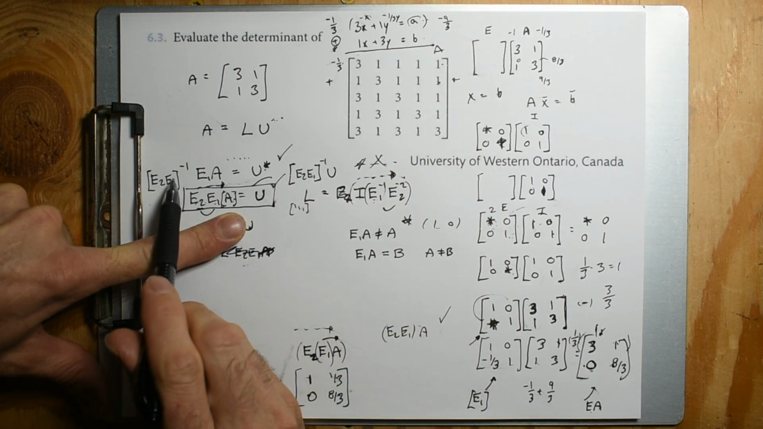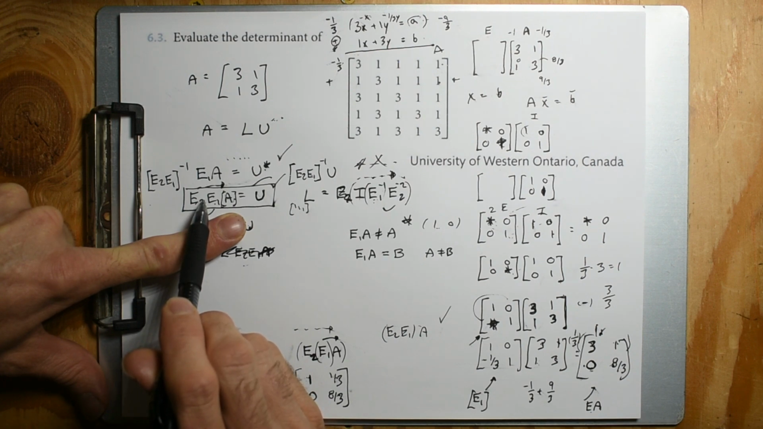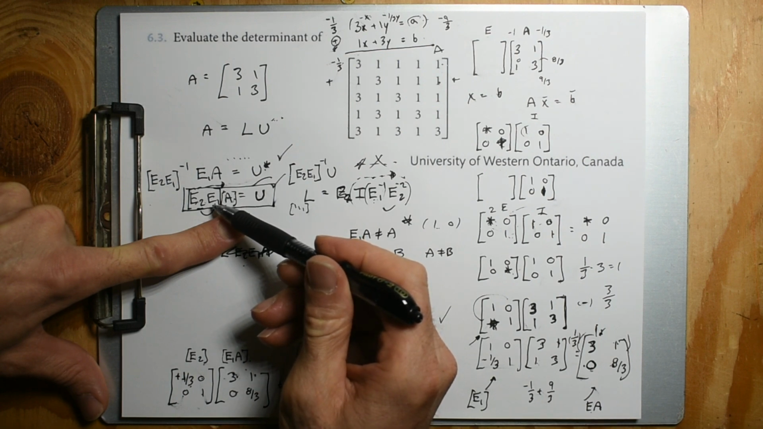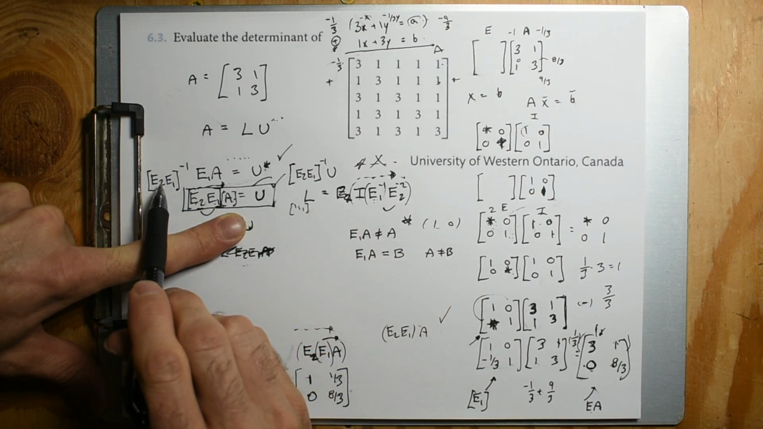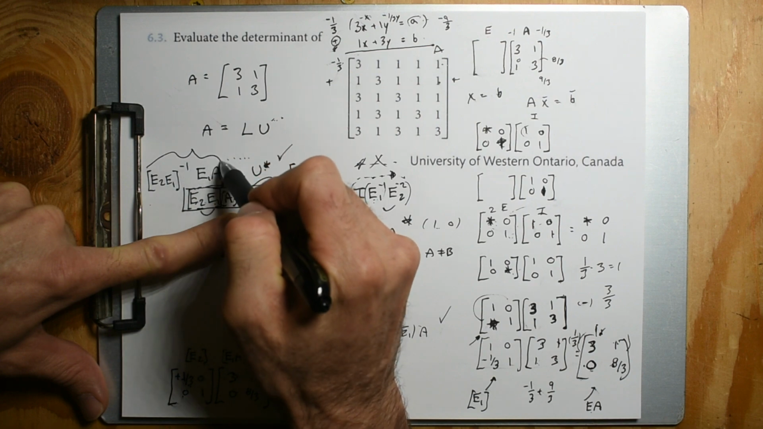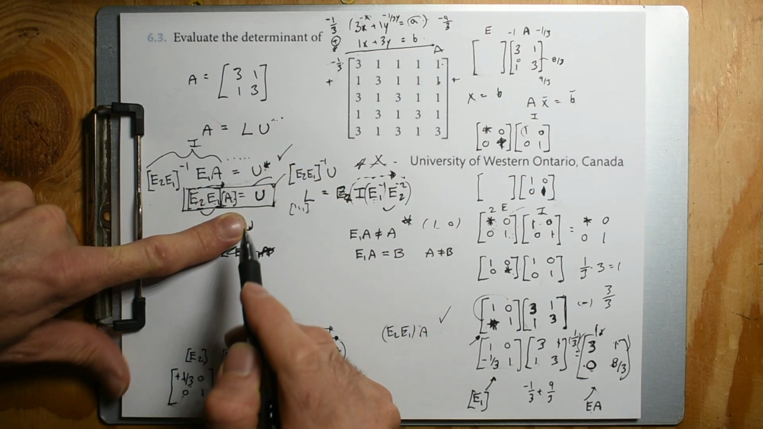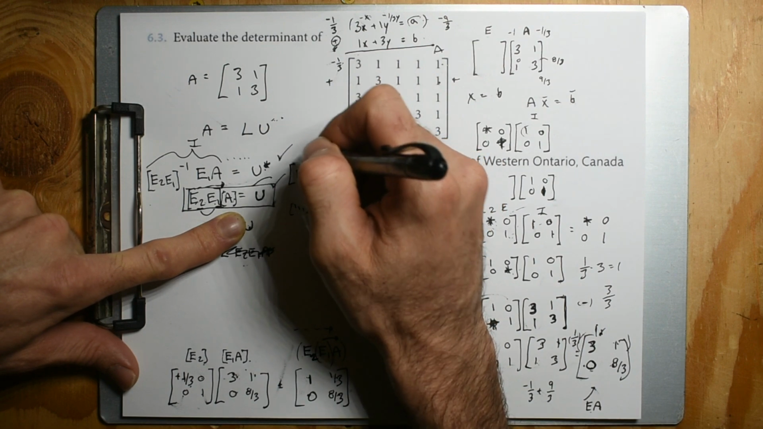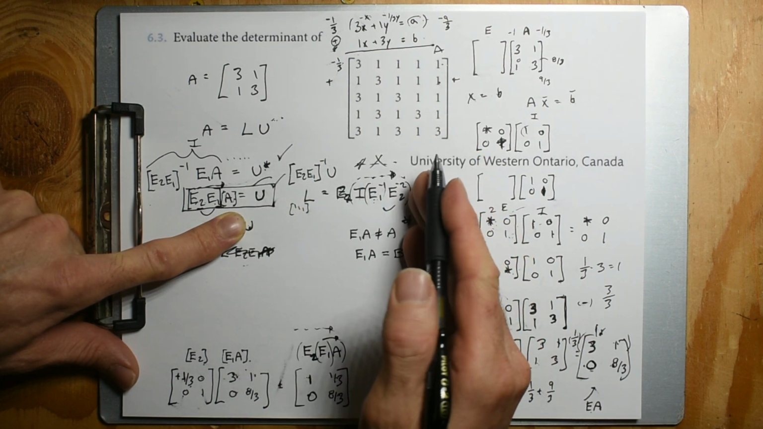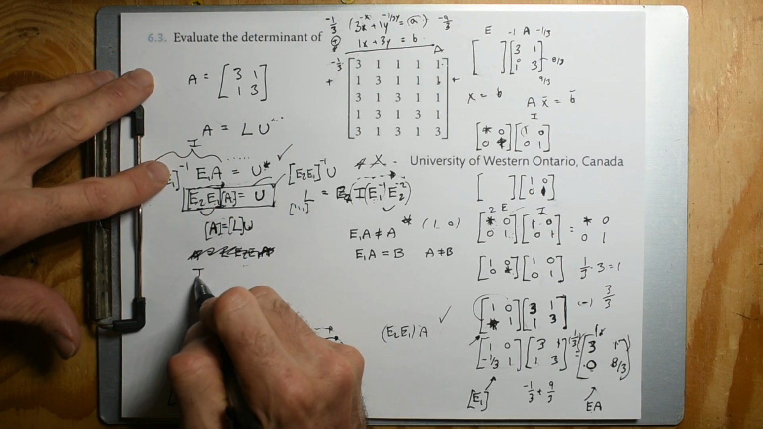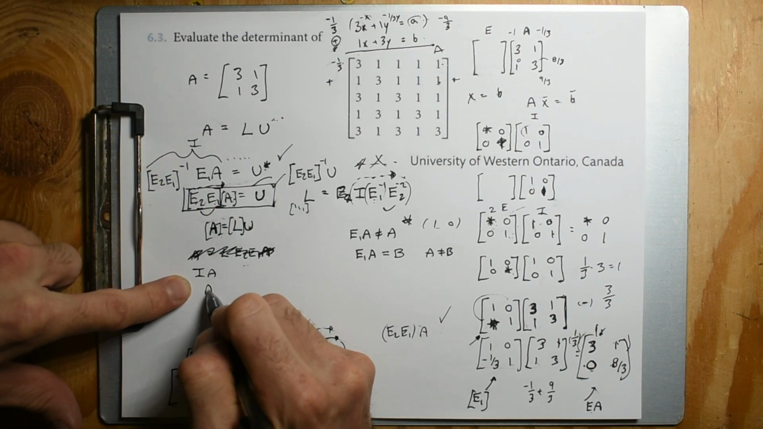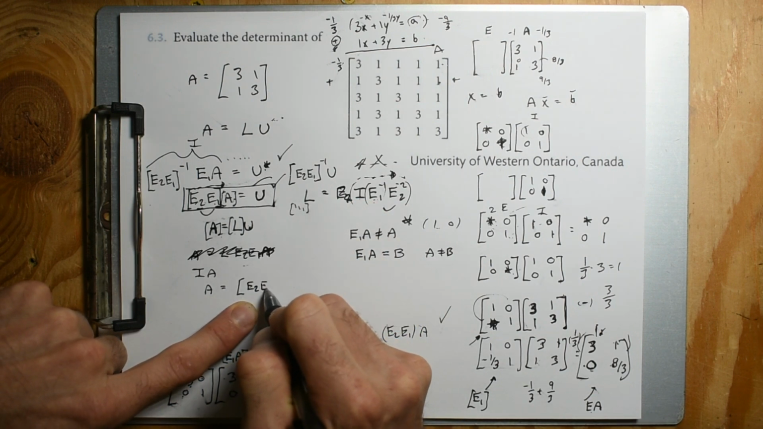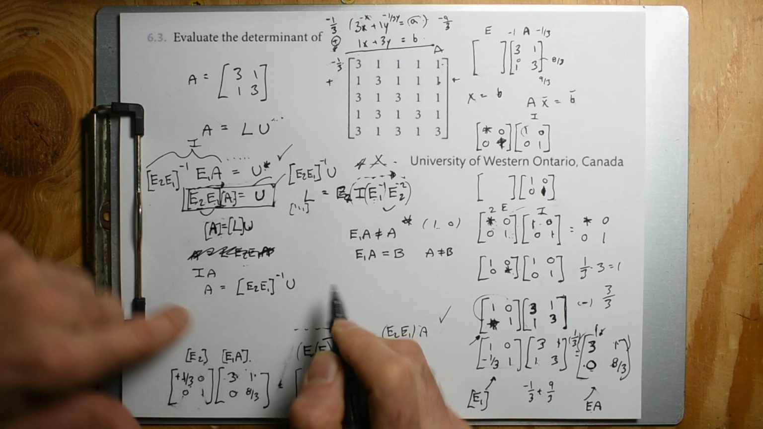And so now I took the inverse of this. Because of associativity, I can put brackets around that. That's just a matrix. It's a 2 by 2 matrix. And so when I take the inverse times that, this becomes the identity matrix. And then on this side, I don't know what the inverse times U is, but what I do know is that the identity matrix times A is just A. So now I'm going to have A is equal to E2, E1 inverse times U.